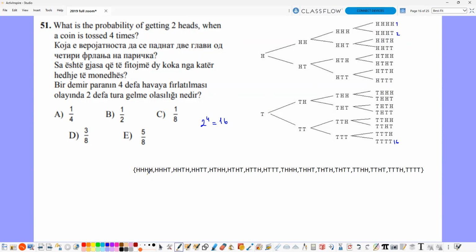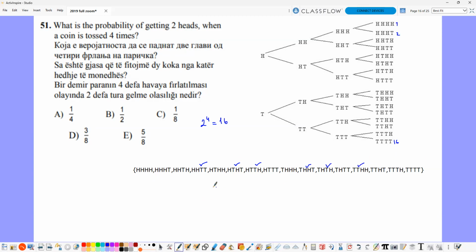We have 2 heads. This is not 2 heads, not 2 heads, not 2 heads. This is a 2 head case, not 2 head. This is a 2 head case, 2 head, not 2 head, not 2 head. This is a 2 head case, 2 head. And this is not 2 head. This is 2 head. This is not, and this is not.